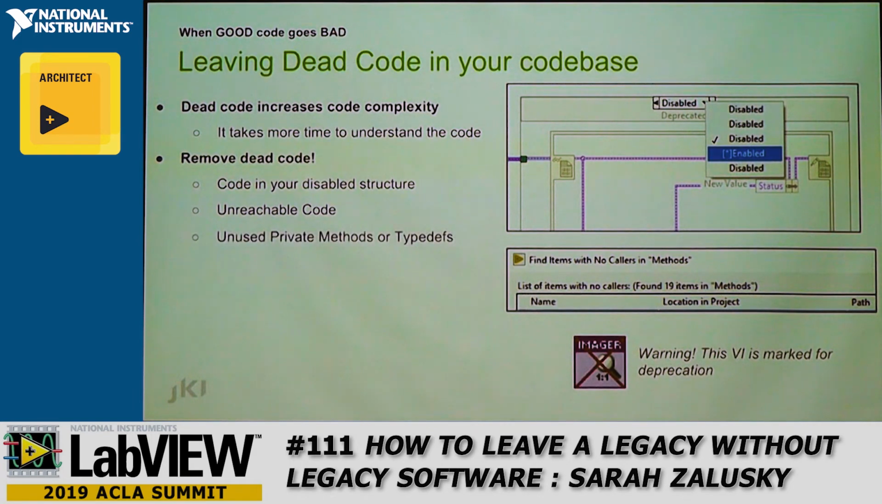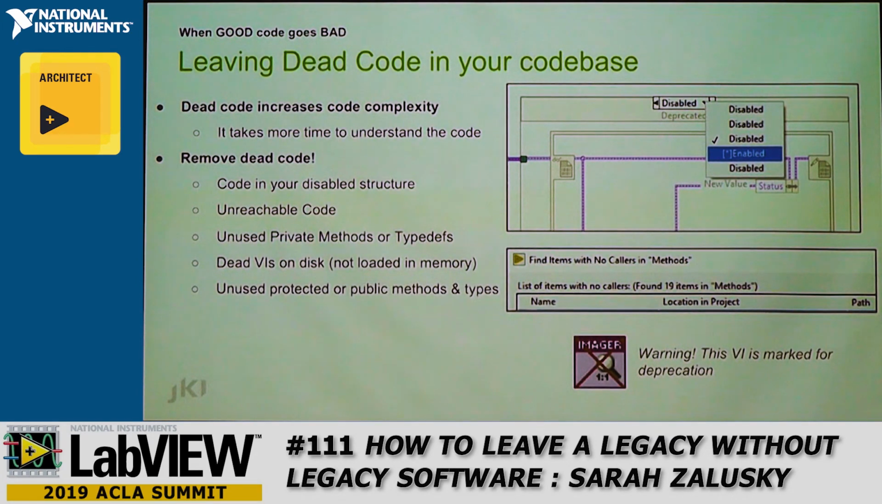This is unreachable code, so these are maybe frames in your state machine that you never use. Any methods that are private, or typedefs that are private, or parameters that go into methods that are private, these should be removed. Also, any extra VIs that are on disk that are not actually loaded into memory in your project or your class should be taken out.